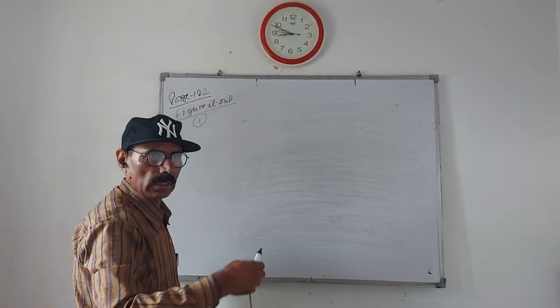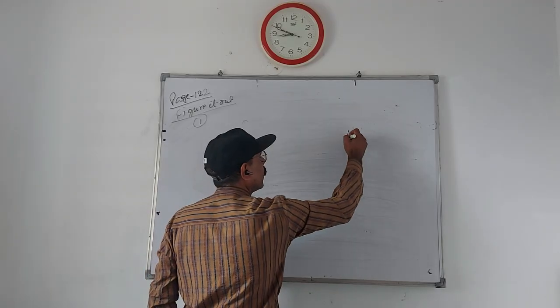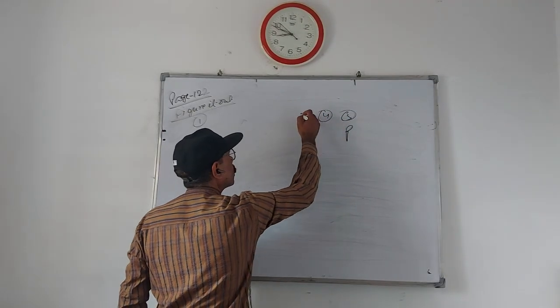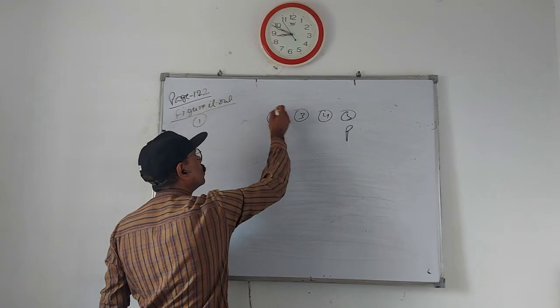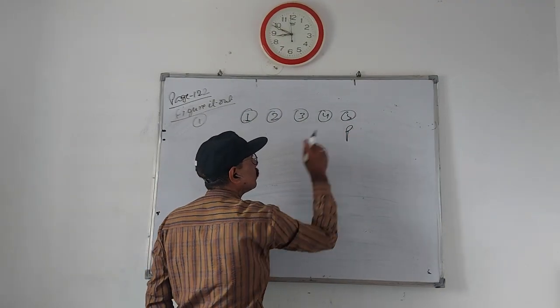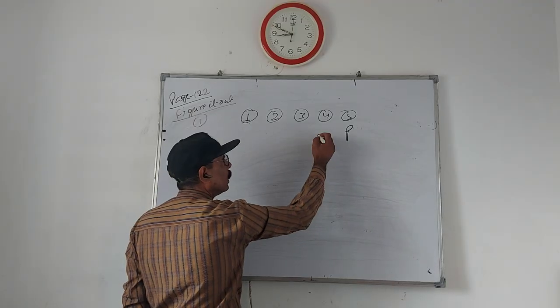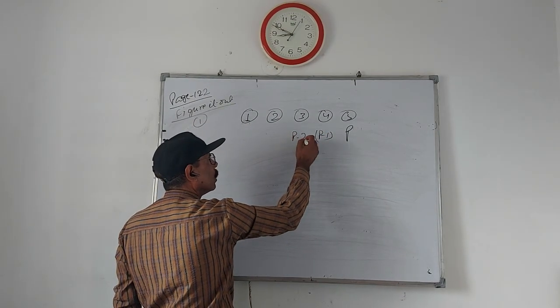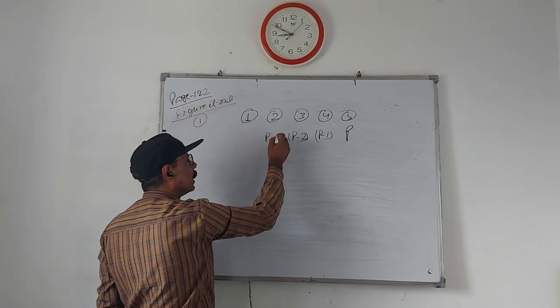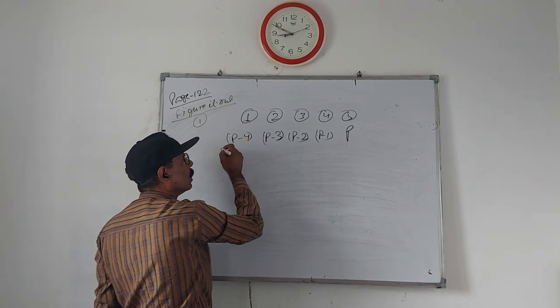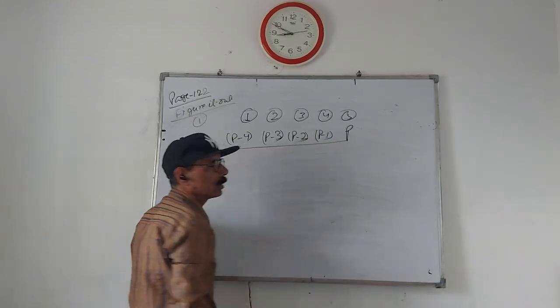Numbers are increasing, so greatest means the final of the 5 numbers: first, second, third, fourth, fifth. Greatest means P is here. Previous is 1 less, P minus 1. Again 1 less, P minus 2, P minus 3, P minus 4. These are 5 consecutive numbers.